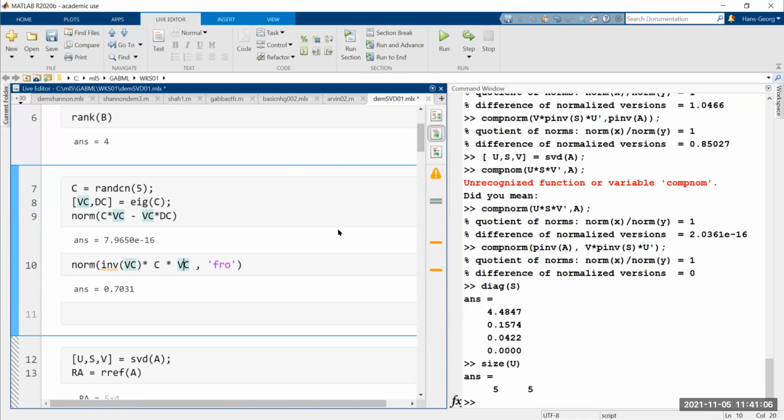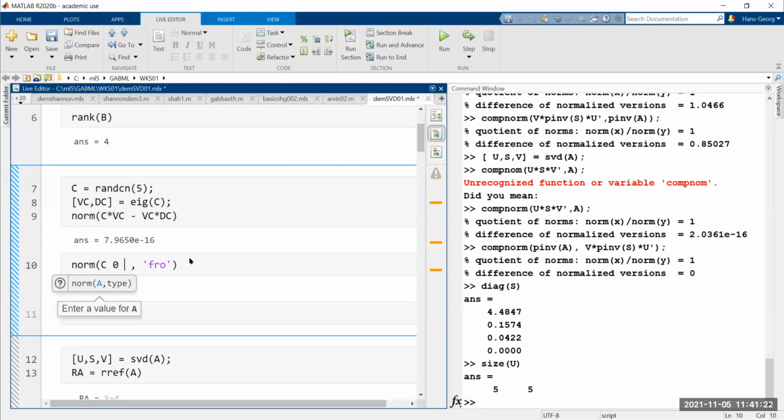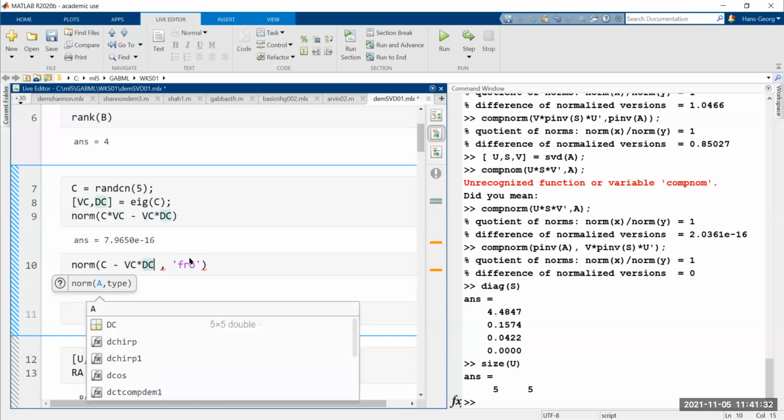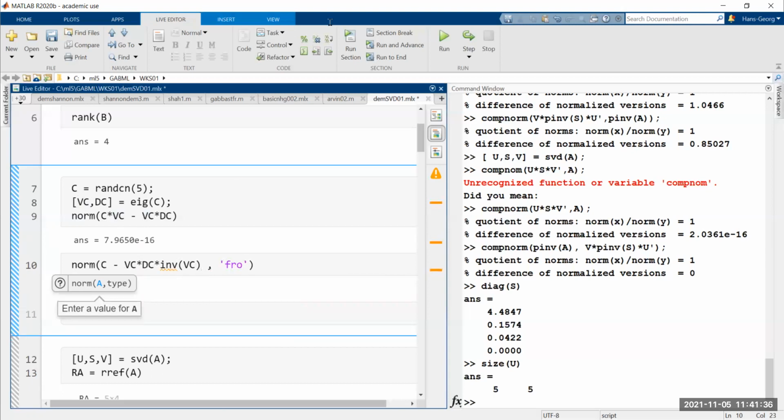What's wrong? C. No, sorry, that's completely wrong. It should be: I multiply C times VC with the inverse from the right. So C should be the same as, I shouldn't do so much improvisation, VC with DC with the inverse of VC. So let's try it again. Yeah, this is okay now.